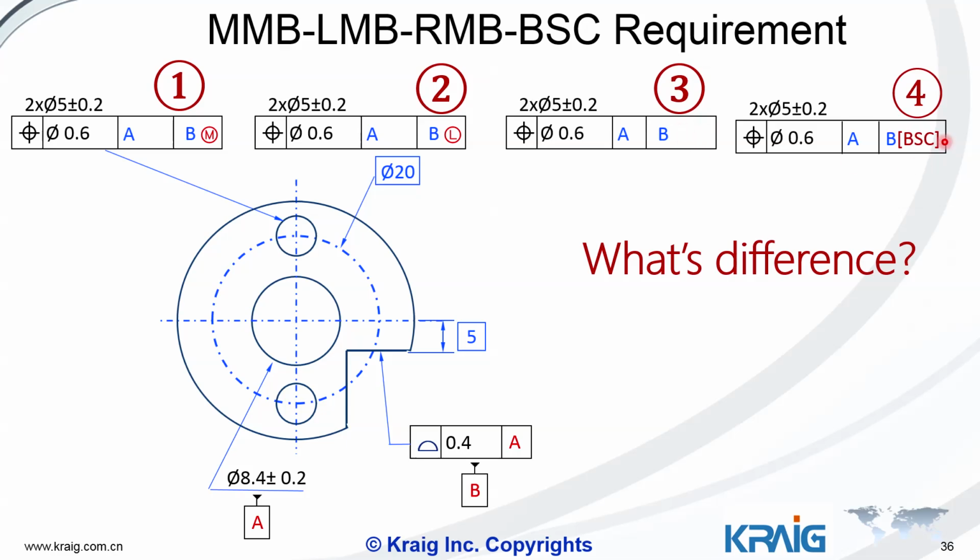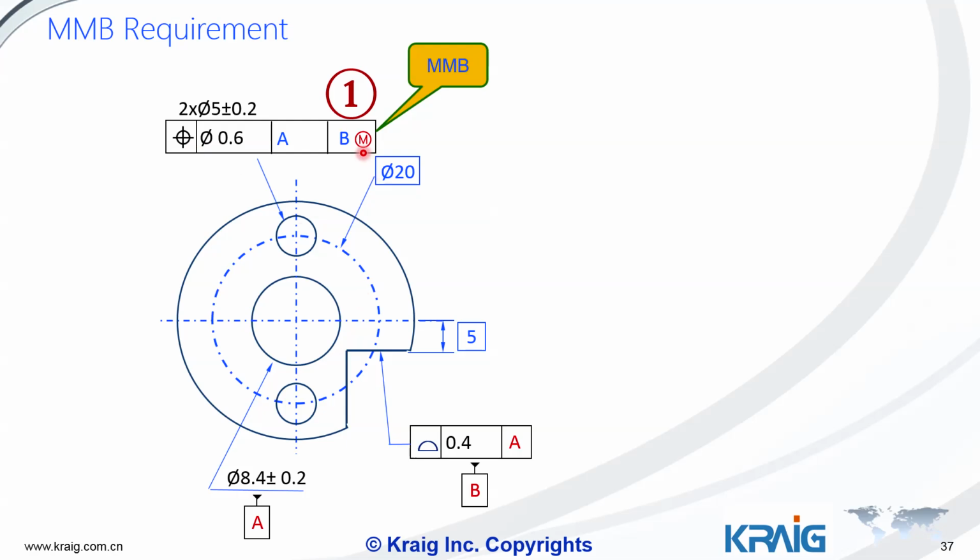And the last one is BSC. We call this basic dimension. Basically, it's basic dimension here. So we are going to explain that one by one. First, BM. BM means maximum material boundary.